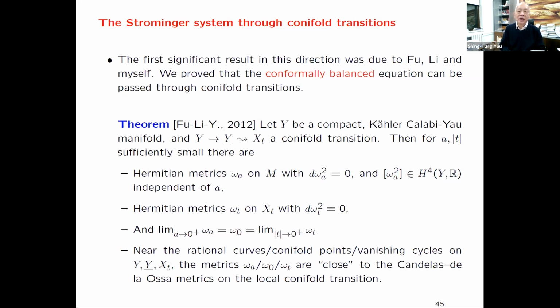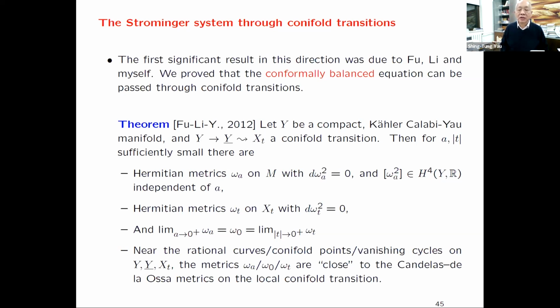Given a compact Kähler Calabi-Yau manifold, we go through the conifold transition, and we found this new class of manifold, and then we proved that this new class of manifold actually admits a balanced metric omega t. The omega t squared is closed, and these are good on both classes X and Y. And so these converge to the Kähler-Osa metric in the local conifold transition.